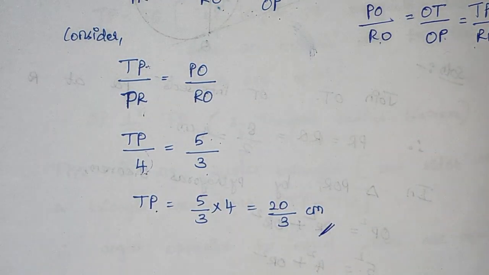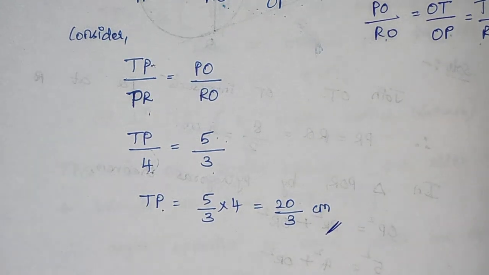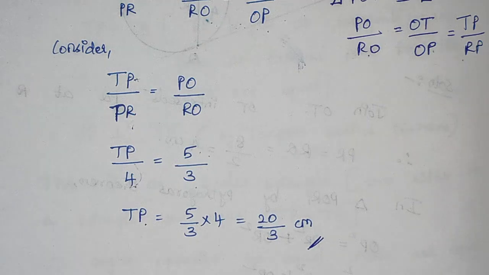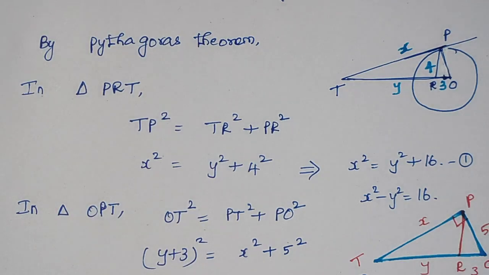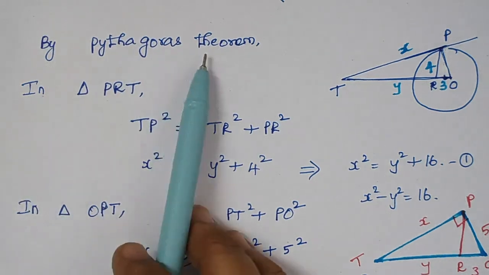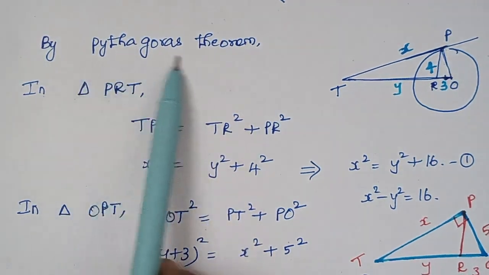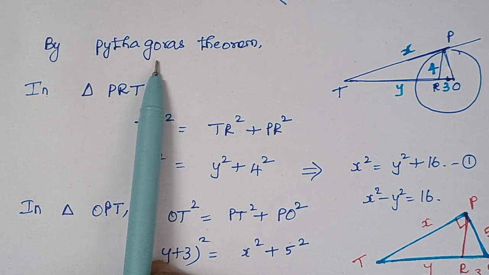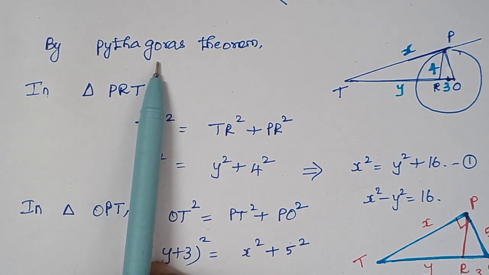Right. So this is one way of solving the problem, or else we can use our Pythagoras theorem to find the length of the side TP. So you see, by Pythagoras theorem, what is the main thing? In which condition should we use Pythagoras theorem? That is, only for right angle triangles we can use Pythagoras theorem. In a triangle, one angle should be 90 degrees.